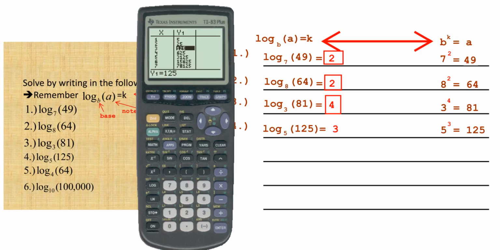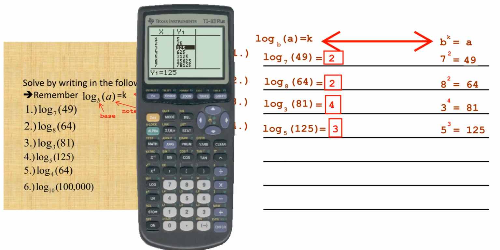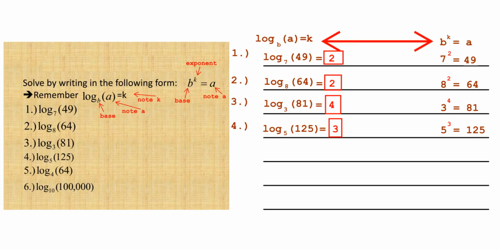3 times. So therefore, 3 would be our answer in this case. Let's go for the next one. Number 5, log base 4 of 64. How many times do we multiply the 4 to get 64?